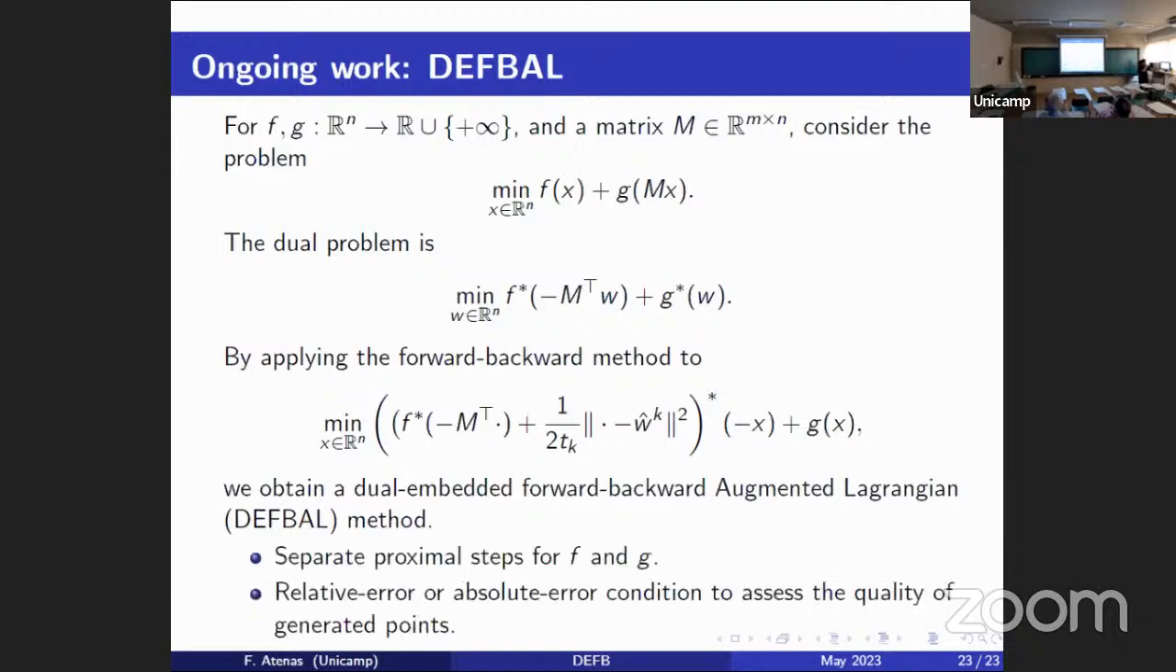Again, we have similar features as I described, because we compute proximal steps separately for f and g. And depending on the variation of the proximal point algorithm that we use, we can use either a relative error criterion or an absolute error criterion to assess the quality of the approximations that we're making.